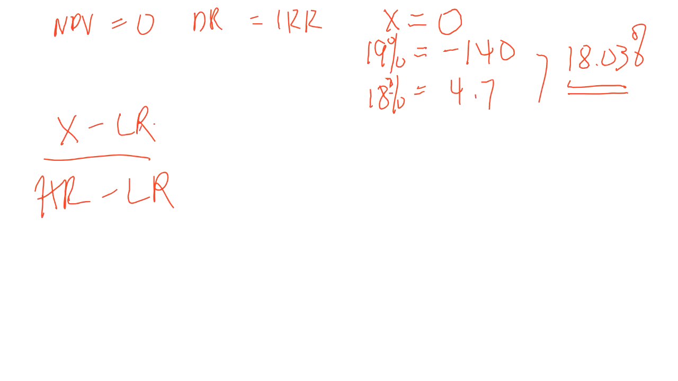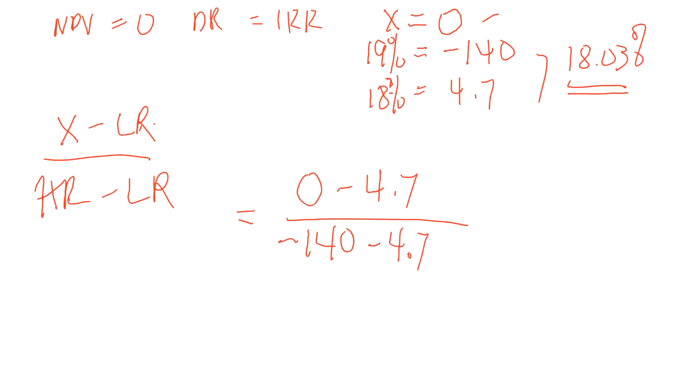For example, ang hinahanap ko, so X, di ba? So, ibig sabihin, yung X, ang NPV ng X, zero. So, ilalagay ko dito yung zero. Ayan. Ang NPV ng lower rate, syempre, between 18 tsaka 19, lower si 18, ang NPV ni lower rate is positive 4.7. So, 0 minus 4.7. Kuha? So, higher rate, ang NPV ni higher rate, which is 19%, is negative 140. So, ilalagay ko dito, negative 140. So, minus lower rate, ang NPV ng lower rate is 4.7. So, minus ako ng 4.7. Kuha? Kuha yun? So, pag hindi kuha, magtaas ng kamay, ha?